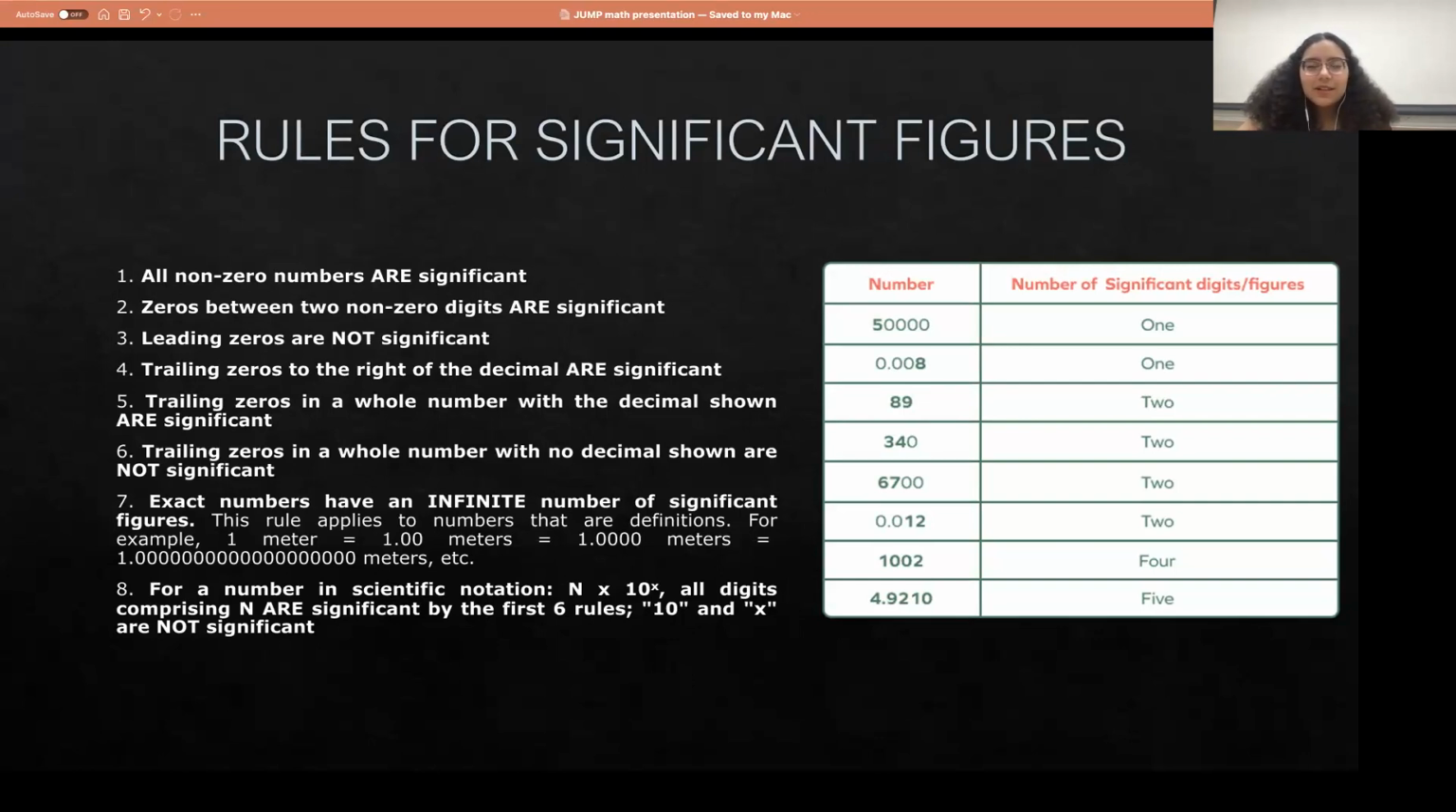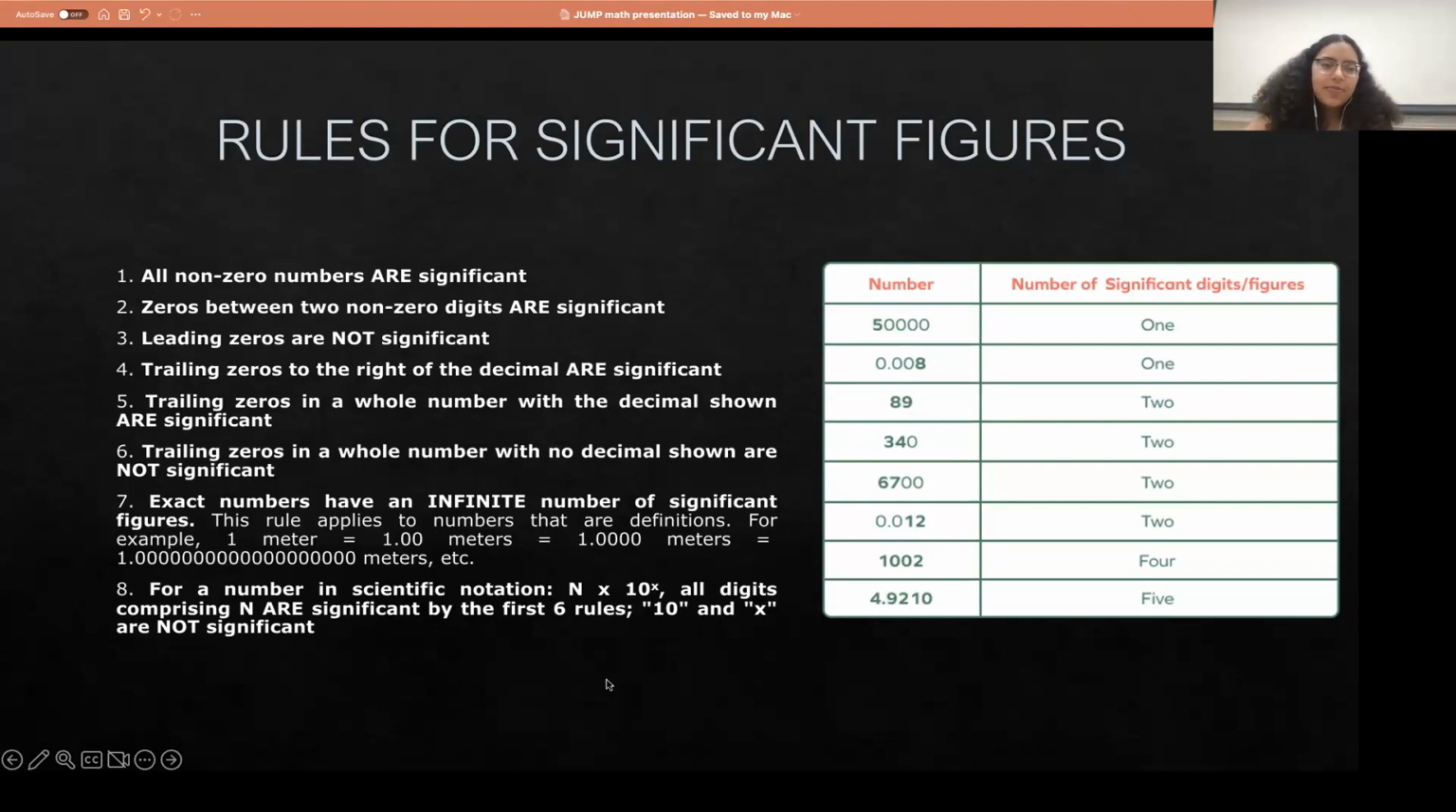Rule 7 is a little different, but basically it's that exact numbers have an infinite number of significant figures. That's if they're using a definition, like 1 second, 1 meter, those are defined units where you're saying that's infinitely precise. Every digit is significant because you know that's exactly 1 meter, or exactly 1 second. So that's not the case if you measure something and you say it's 1 meter, but if you're given something as 1 meter long, not as a measurement, but actually as the unit.